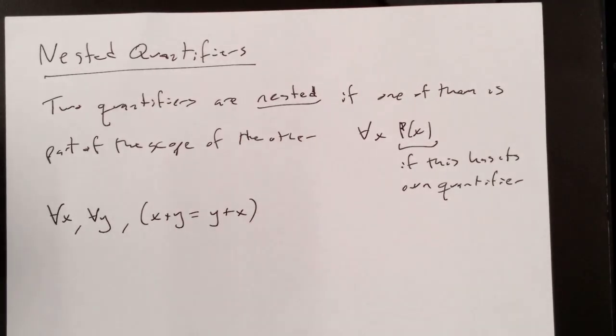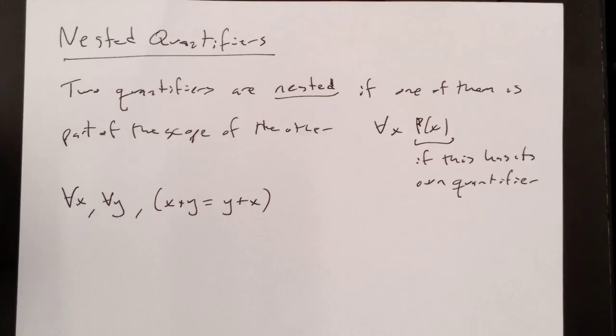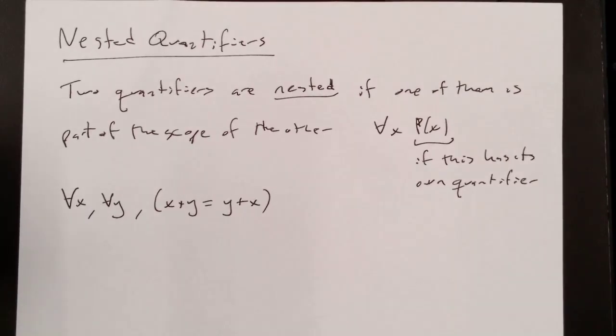I'm pretty sure you've heard this rule before. If I'm in the universe of discourse being numbers, the order in which you add numbers doesn't matter. X plus y is the same as y plus x, but that should apply to all numbers. So it applies for all x, for all y.